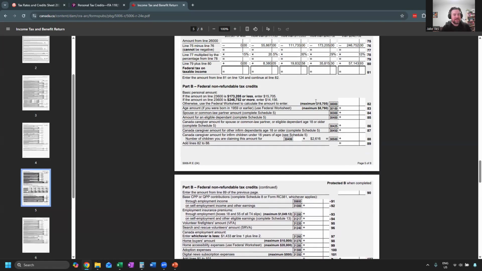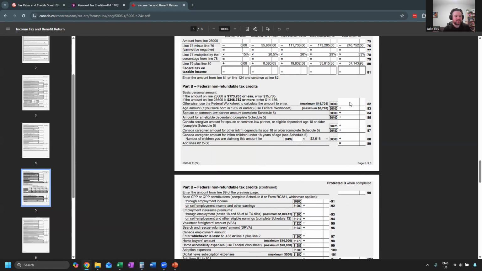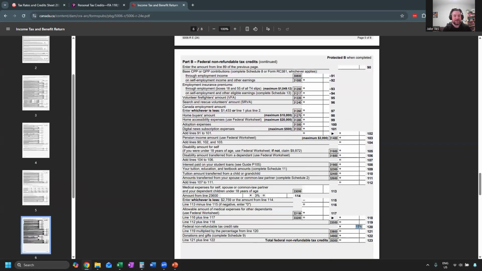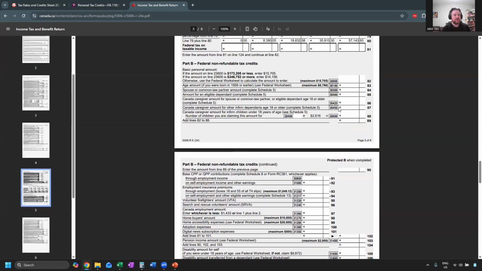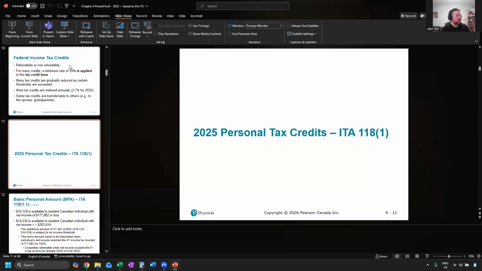Because if you apply the 15% in your boxes, $15,000 times 15% might come to, what's that? 15,705 times 0.15? 2,355. So you might put in this box 2,355, and then you'll come down here and apply that 15% again. So your tax credit's going to be way lower than it's supposed to be. So make sure you're putting those full base amounts in this upper portion. Okay, now that I've got that out of the way, let's get back to the actual slides and start learning about credits.